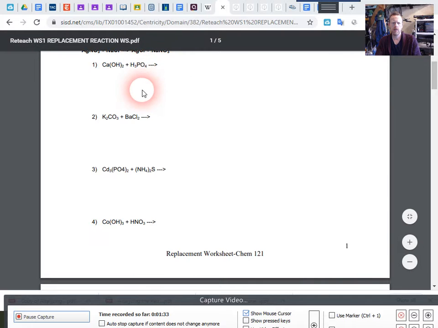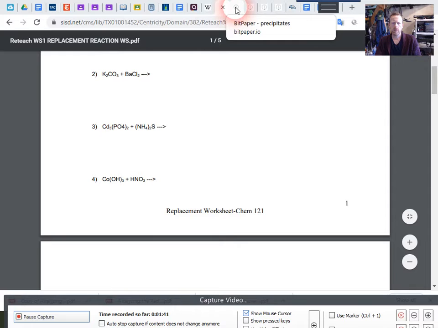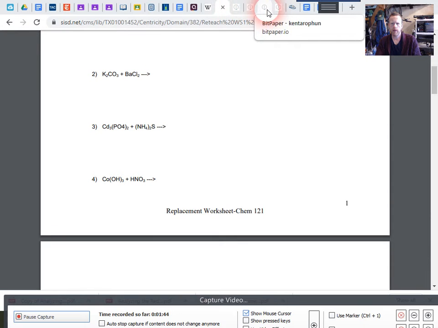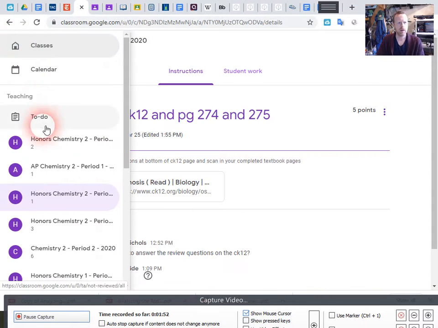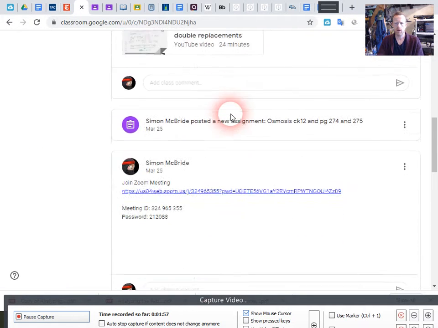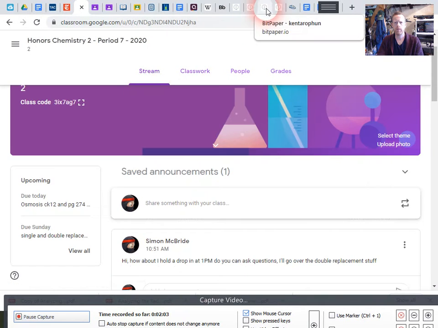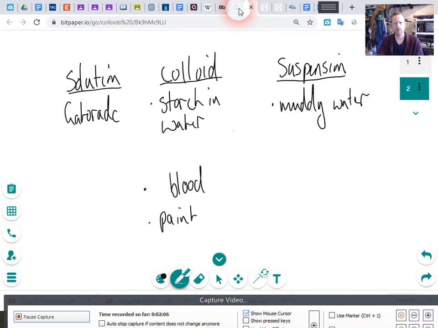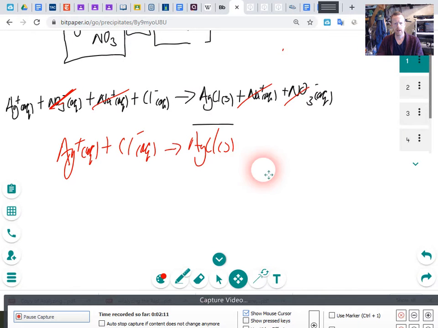Okay, I think I did these two before, but let's do 3 and 4 just now. I'll just do it on the bit paper, and then I'll talk about the colloid. I don't know if I assigned you guys the colloids thing. Let me double check. I gave you the osmosis thing to do. No, I haven't given you the colloids thing to do, but I will, and I'll go over that today. So where was the precipitates? Okay, let's carry on with this one here.